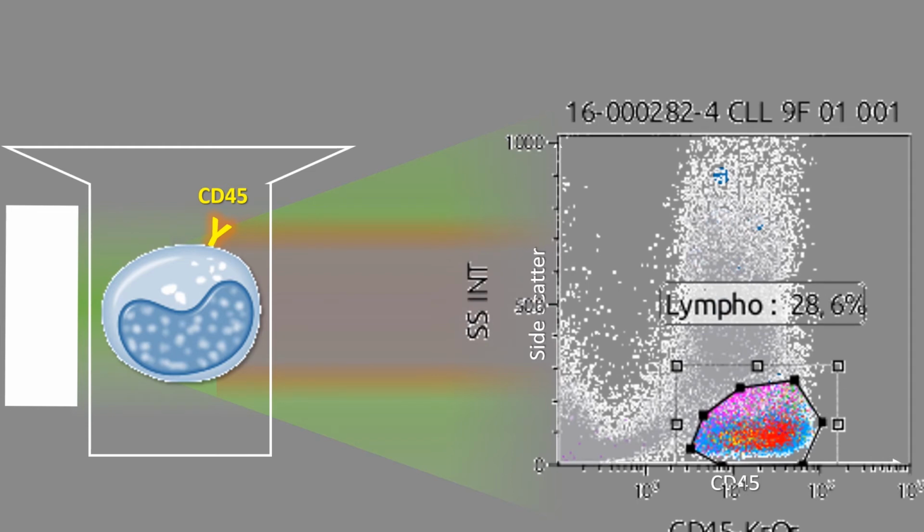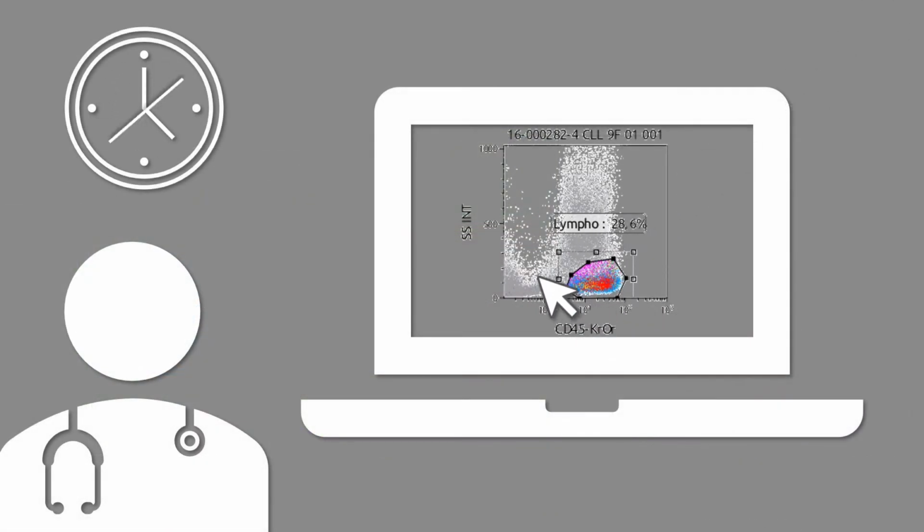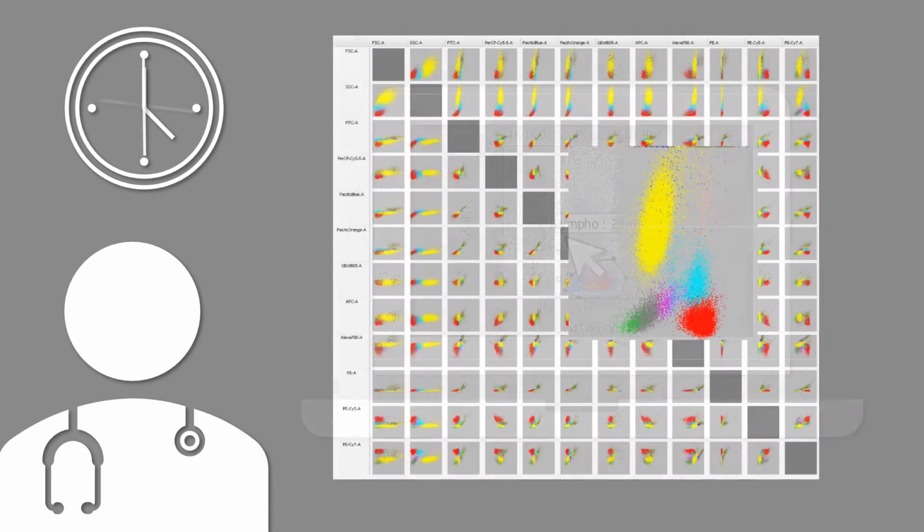To diagnose the correct subtype, an expert would have to manually gate such plots to identify the cell populations and to quantify these cell populations. This manual process of gating is very tedious and time-consuming. As the number of markers that are measured increases, the number of plots that need to be analyzed increases exponentially. This process is not only very time-consuming, it is also a subjective process, as in the gates that are drawn vary between experts.